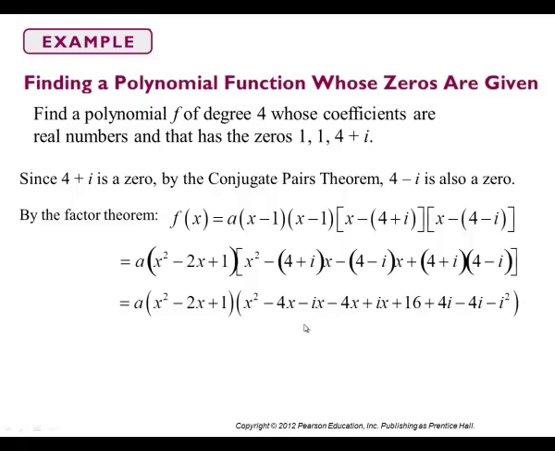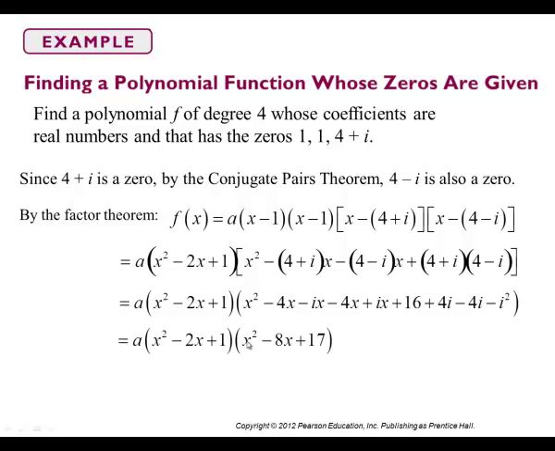Alright, and so we want to clean this up a little bit, simplify it. So the negative 4x and negative 4x, that'll be minus 8x. Negative ix and a plus ix, they go to 0. You get a plus 4i and a minus 4i, they go to 0. So they cancel out. And the minus i squared, well, i squared is the same thing as a negative 1. So that would be like saying minus a negative 1 there. And so you have a plus 1 and a plus 16, that gives you plus 17.